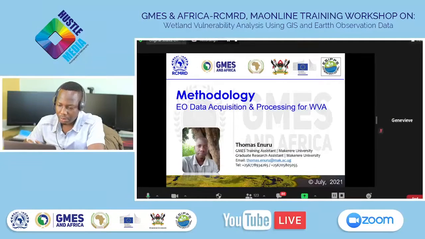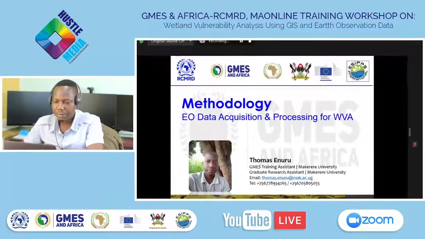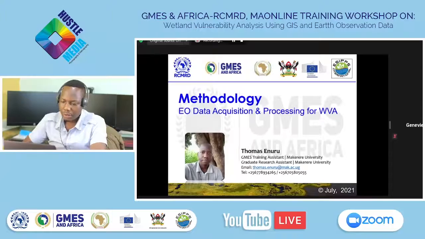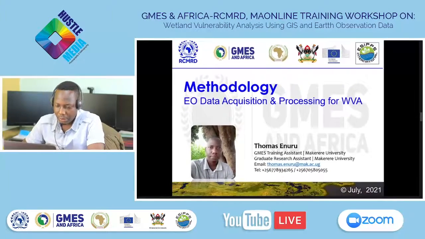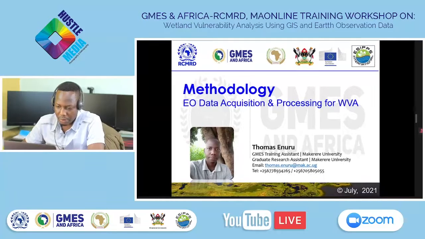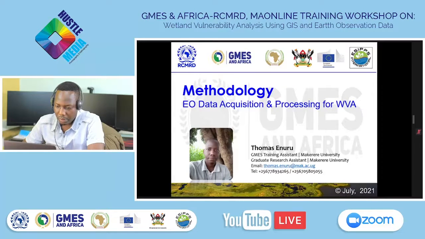All right. Again, my name is Thomas Enuru. Within the GMS and Africa framework, I'm a training assistant based in Makerere University, but also within the university, I'm a graduate research assistant with specialization in GIS and remote sensing, and also for biodiversity mapping and all that. Those are my details.